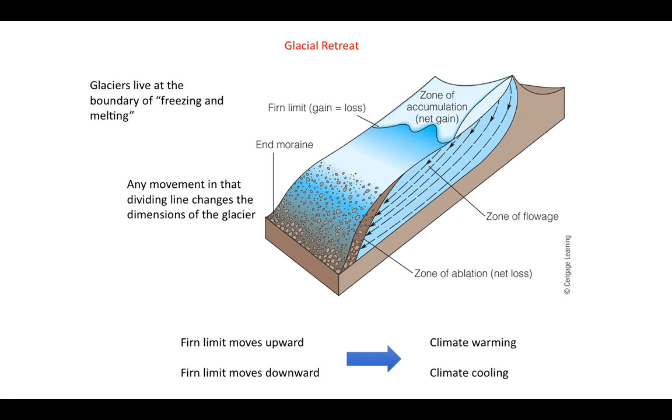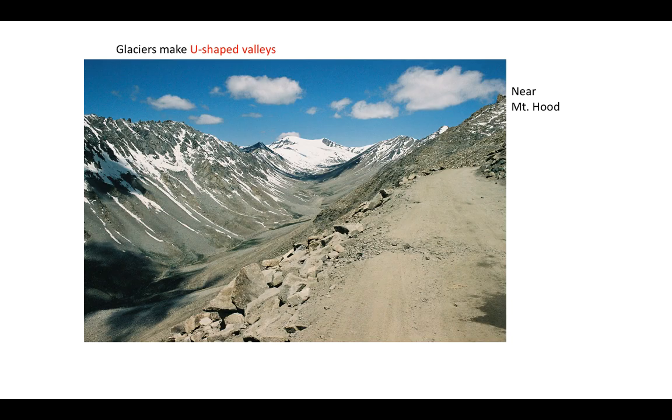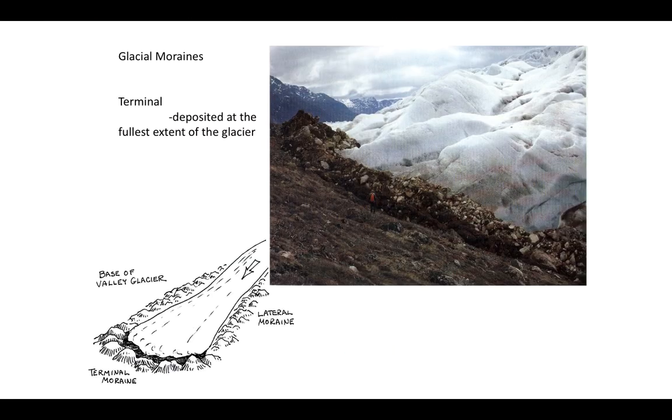Why am I showing you this again? Just so you see it again, I guess. You've got, once again, the zone of accumulation where we have a net gain, the zone of ablation where we have a net loss, and then we're going to have the depositional landforms that form around a glacier. So we looked at the erosional landforms, the U-shaped valley, the fjord, and then let's look at some depositional.